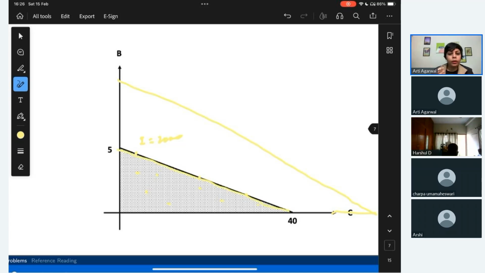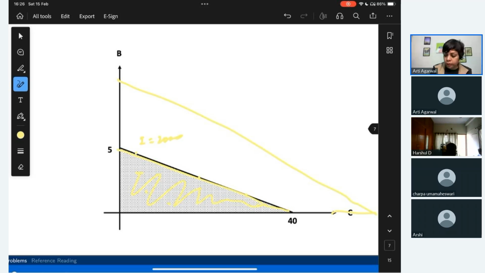That is the reason why you need to know the budget line or the budget equation for any kind of consumer theory question, because only these points in, okay, you understand what I mean, right? This is a little bit outside, but yeah. So all the points here, this shaded area, they're all part of the budget set.